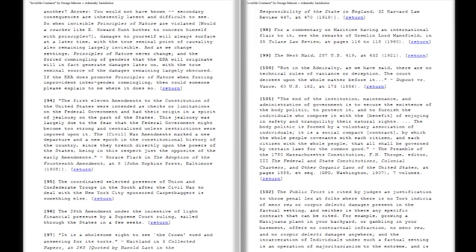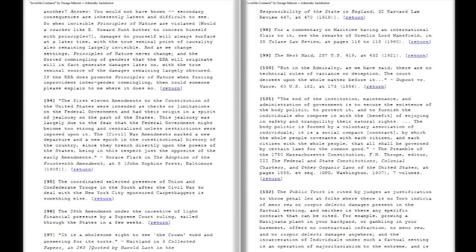94. The first 11 amendments to the Constitution of the United States were intended as checks or limitations on the federal government and had their origin in a spirit of jealousy on the part of the states. This jealousy was largely due to the fear that the federal government might become too strong and centralized unless restrictions were imposed upon it. The Civil War amendments marked a new departure and a new epoch in the constitutional history of the country, since they trenched directly upon the powers of the states, being in this respect just the opposite of the early amendments.